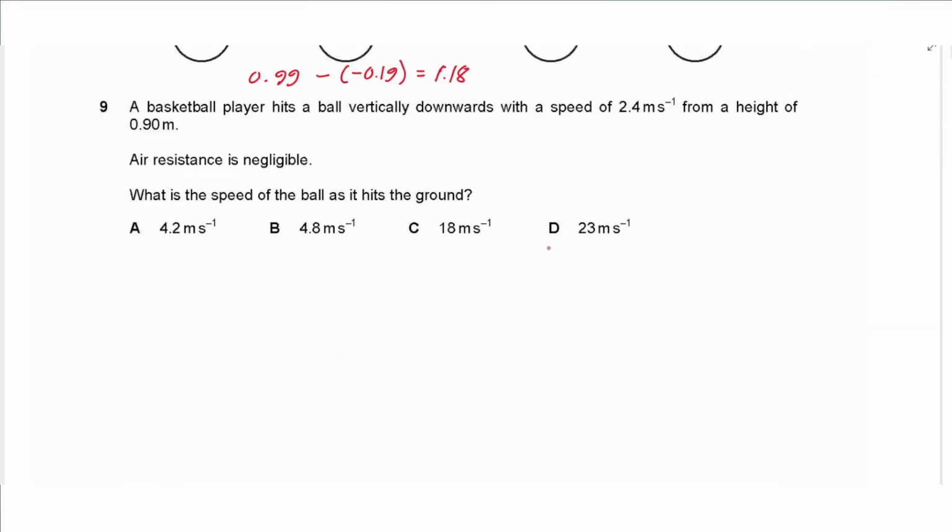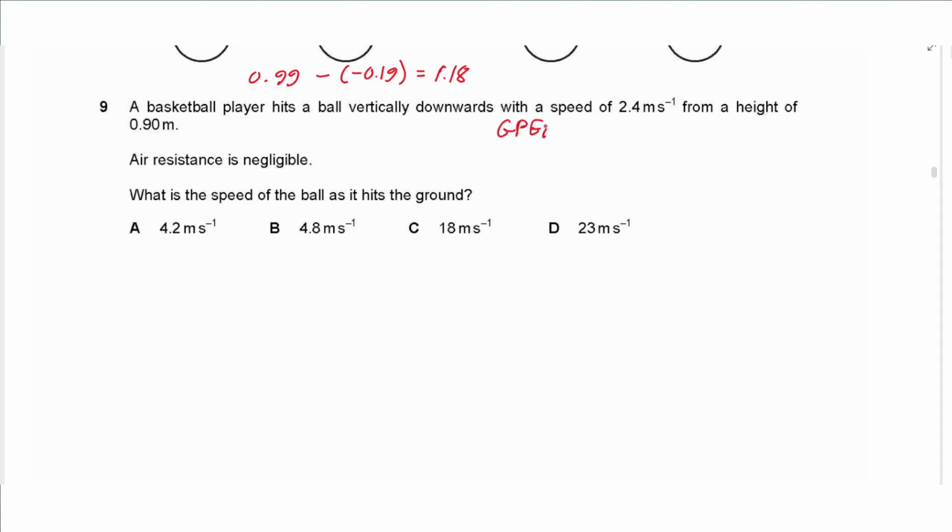Question 9 says a basketball player hits a ball vertically downwards with a speed of 2.4 meters per second from a height of 0.90 meters. Air resistance is negligible. What is the speed of the ball as it hits the ground? So we can use the law of conservation of energy since we have speeds and heights. So we can use kinetic and potential energies.